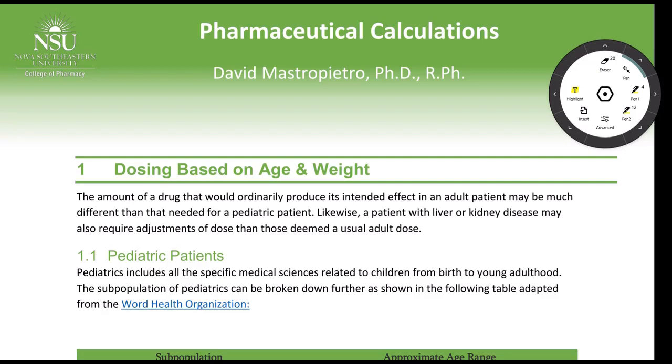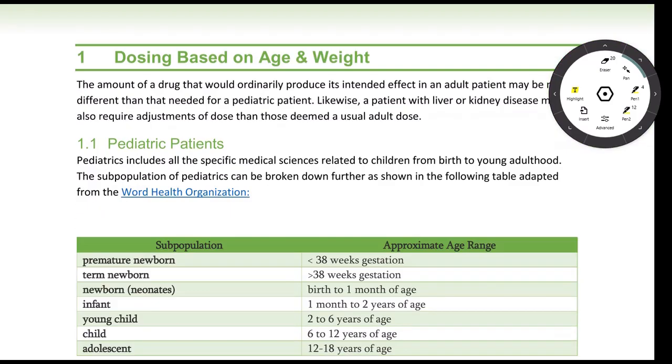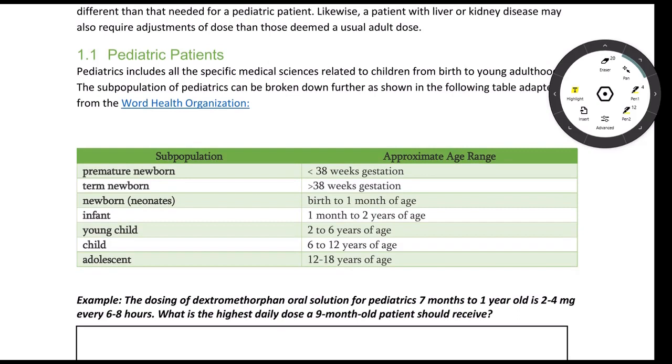So the first thing we're going to look at is pediatric patients. Pediatric patients sometimes are going to need dose adjustments. There are different terms for the age groups of pediatrics, but from the World Health Organization, you can see the chart that talks about if it's an infant, a child, or an adolescent, and what age group they are referring to.